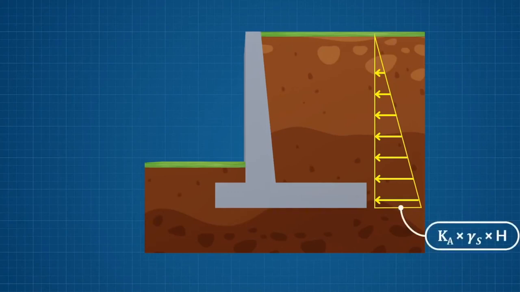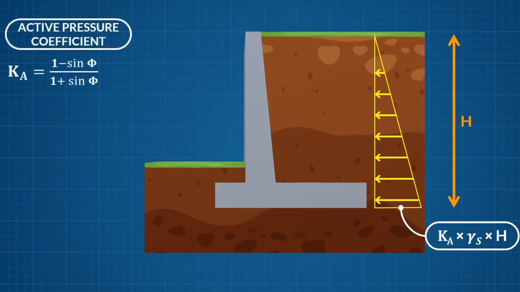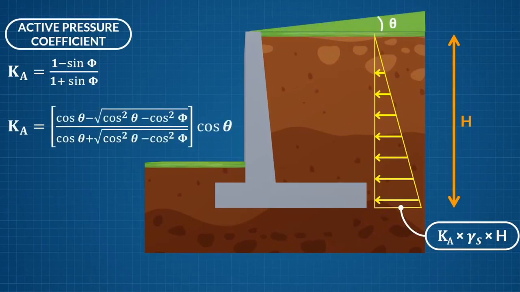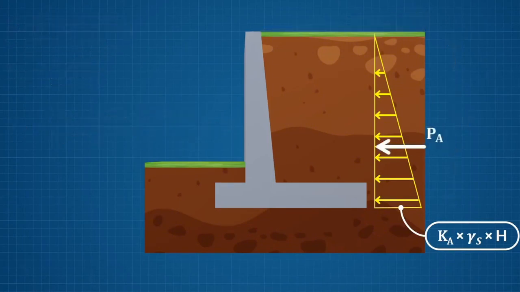The maximum earth pressure at the bottom of the wall will be Ka times gamma S times H. In this expression, H is the total depth of the excavation. Gamma is the unit weight of soil. Here, Ka is the active earth pressure coefficient based on the Rankine theory and calculated by this expression. Here, the angle phi is the angle of friction or angle of repose of the soil. When the backfill is sloping, the expression changes to this new equation where the additional angle theta is the angle of inclination of the backfill.